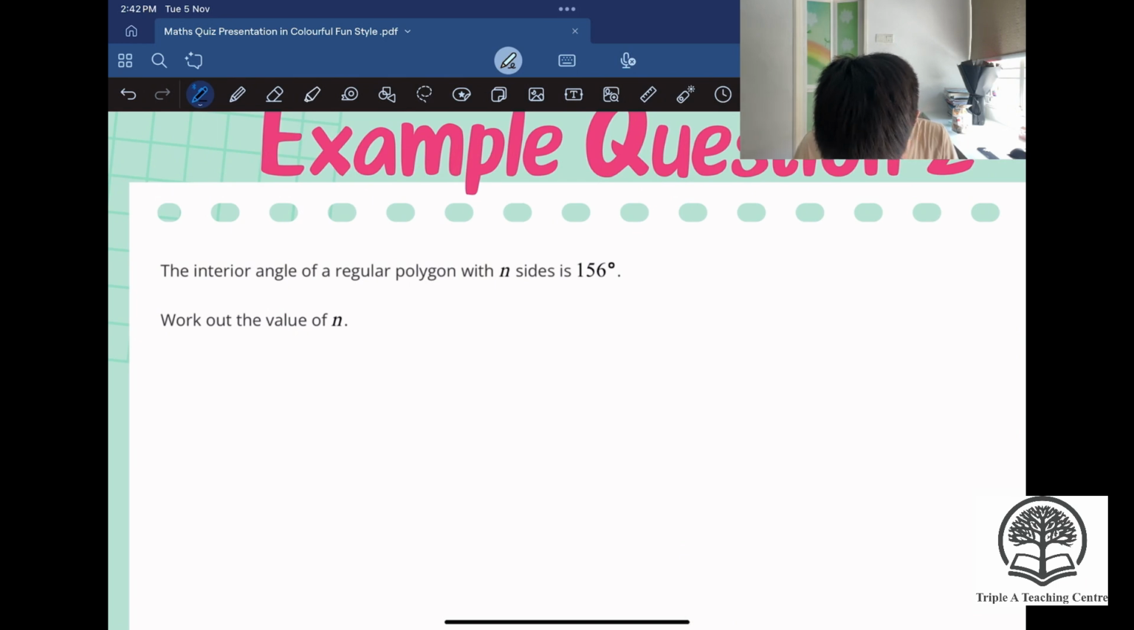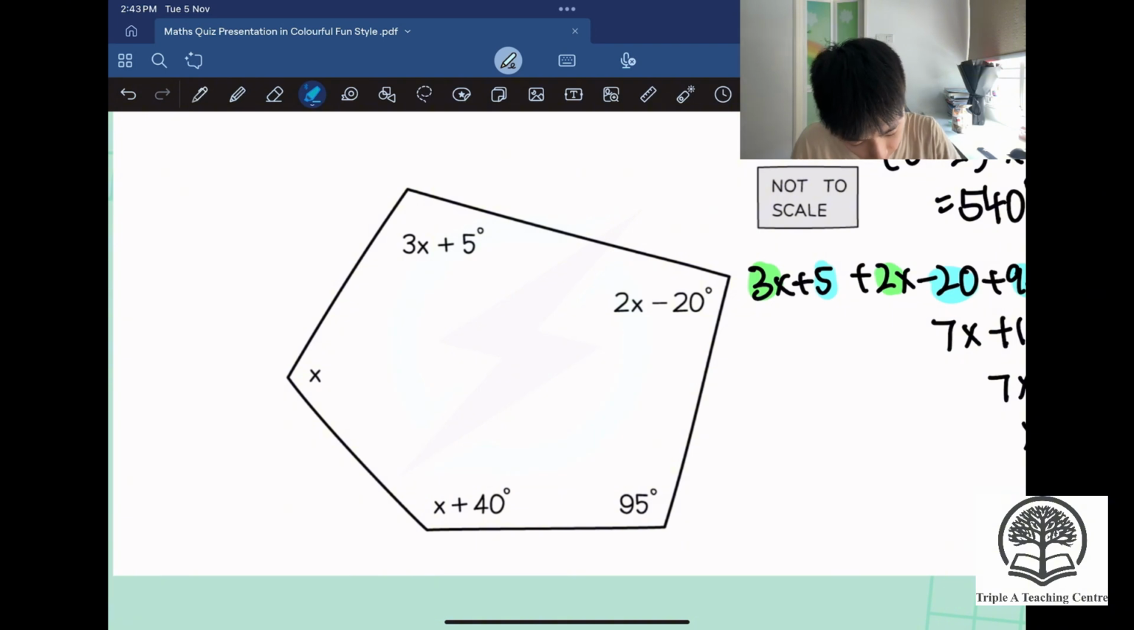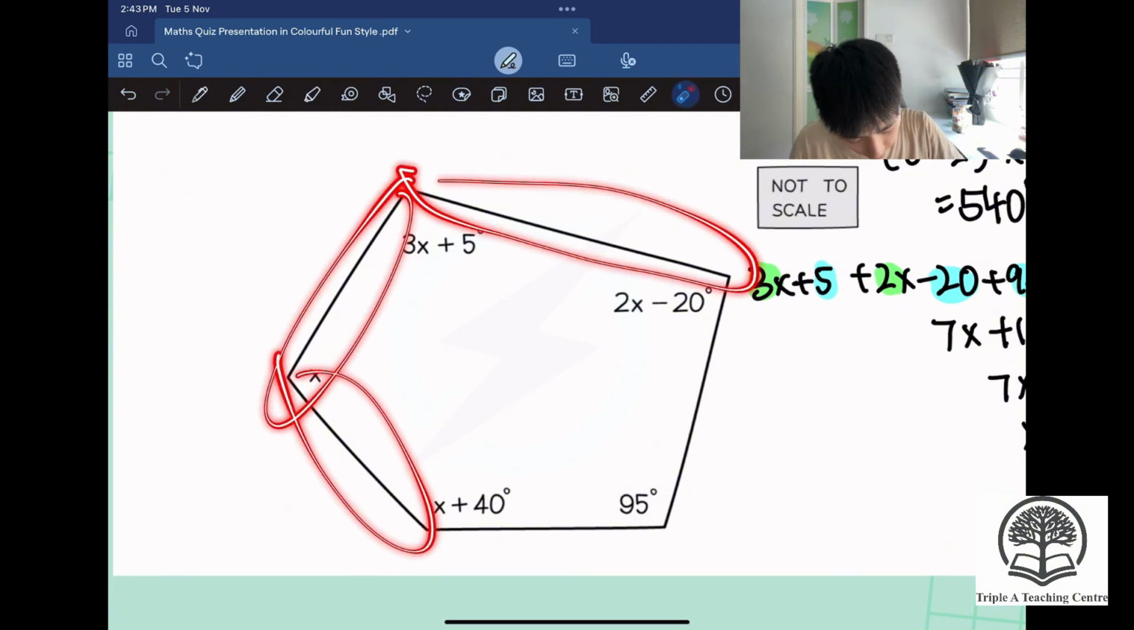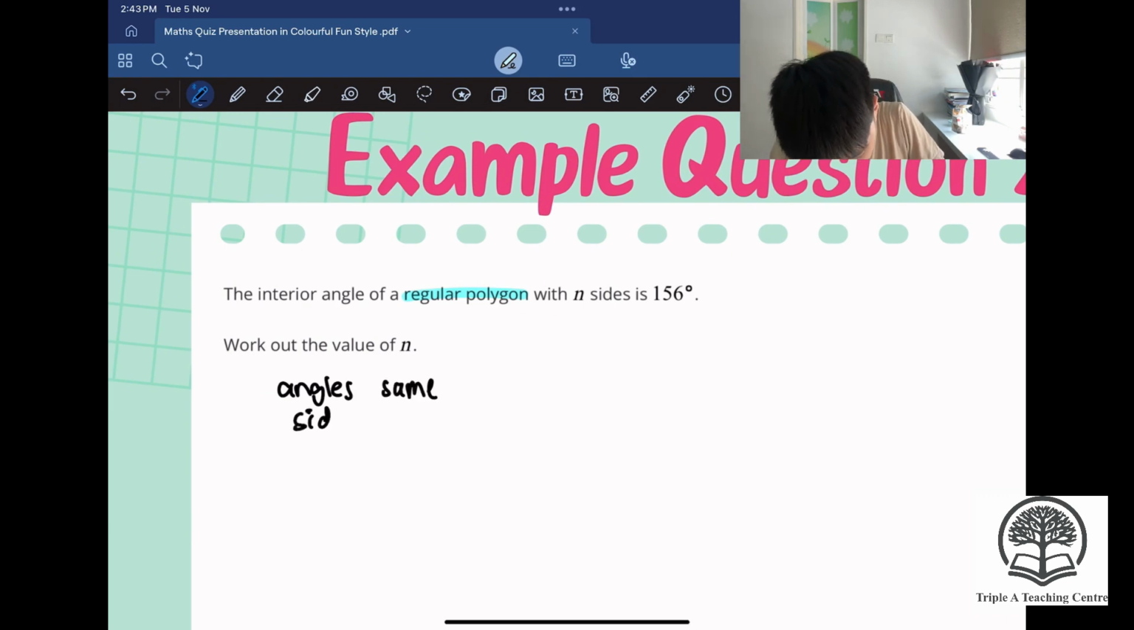So this question asks: the interior angle of a regular polygon with n sides is 156 degrees. Work out the value of n. Okay, so look at the keyword here, regular polygon. What does a regular polygon mean? 3, 2, 1. A regular polygon means that all of the sides of the polygon are equal. An irregular polygon will look something like this. All of the sides have different lengths, the angles are different. But in a regular polygon, all the angles are the same, and the sides are the same length too.